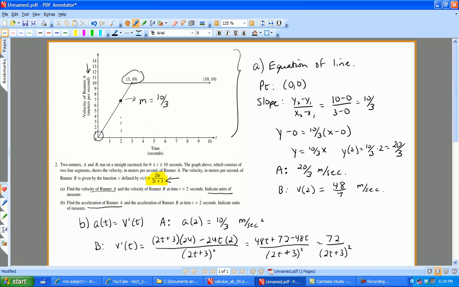Now I was asked to find the acceleration at time 2. So I'm now going to plug in time 2 to figure out that acceleration. 2 times 2 is 4, plus 3 is 7. 7 squared is 49. So I get 72 over 49, and the units again are meters per second squared. Okay, that's question 2 from the year 2000 AP Calculus exam.